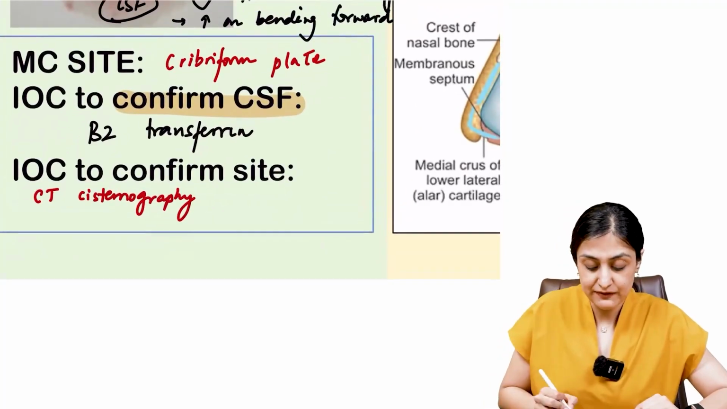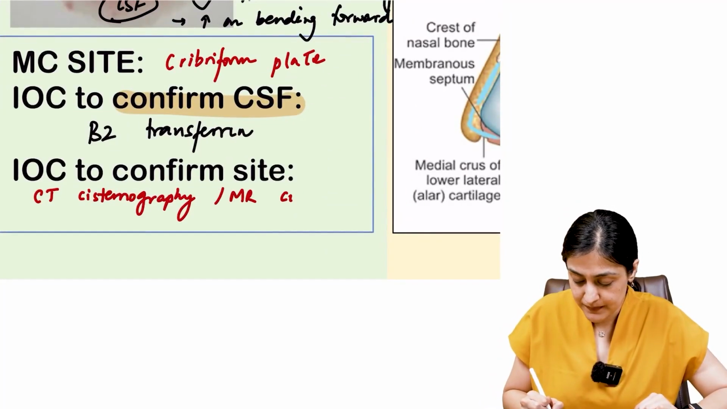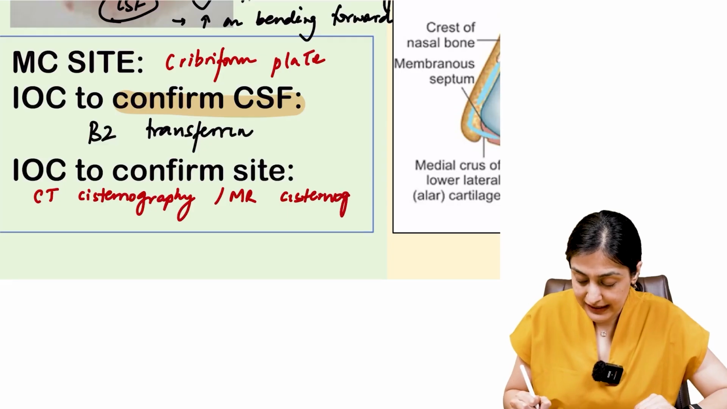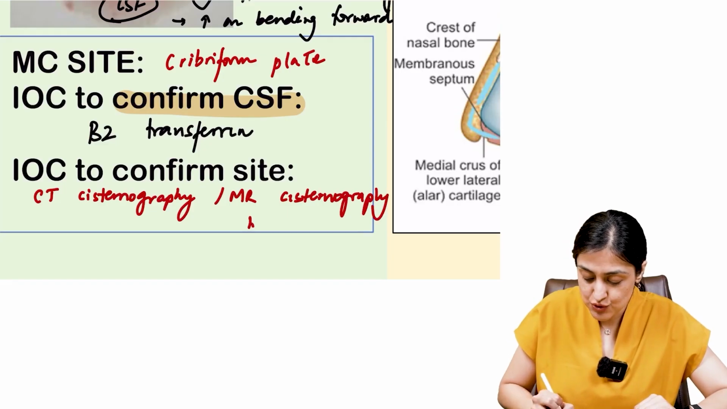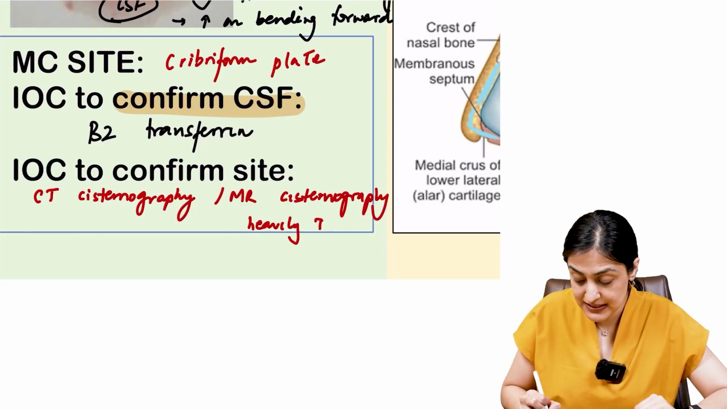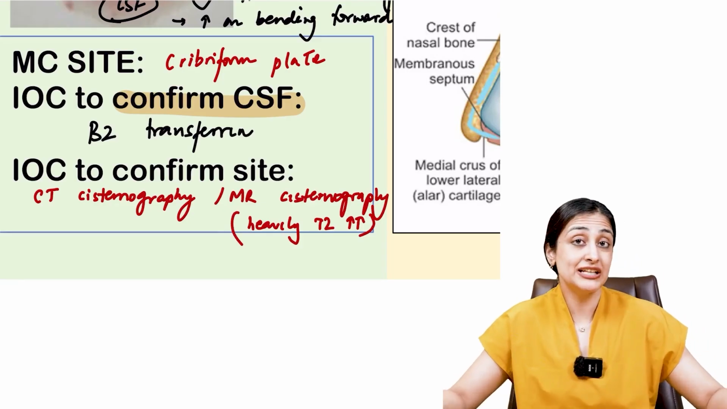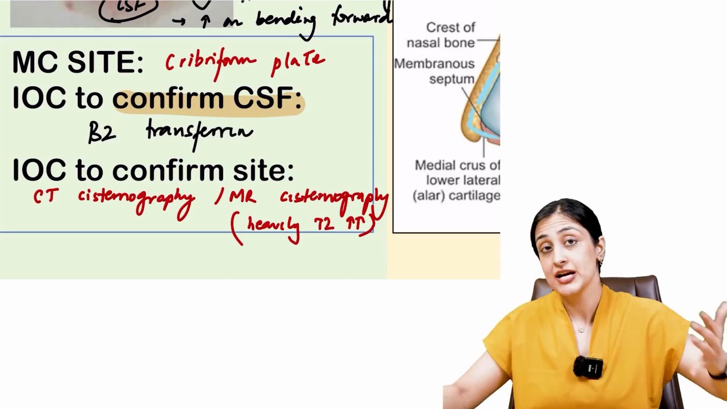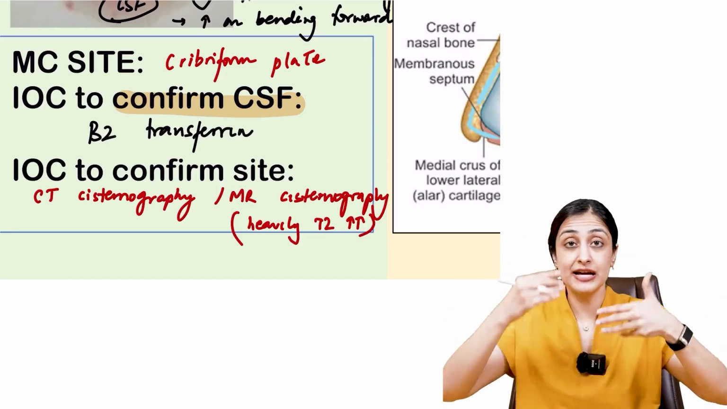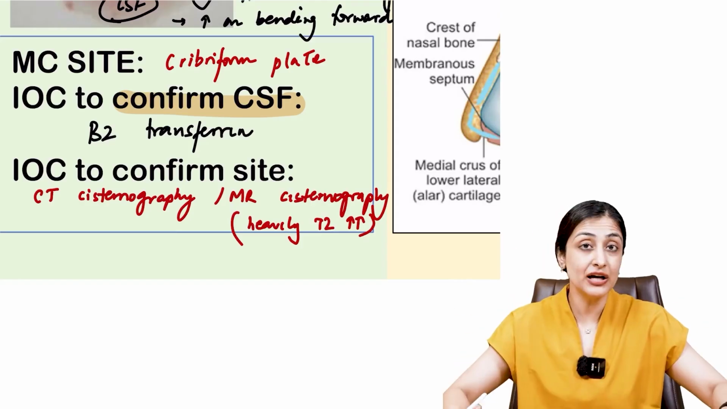So something which is non-invasive is MR cysternography, where I am just doing a heavily T2 weighted image. Do you remember MRCP? I didn't give any contrast. All I had to take was heavily T2 weighted. I know water is white. So if I do a heavily T2 weighted MR, I can actually see the fluid coming out from that site.